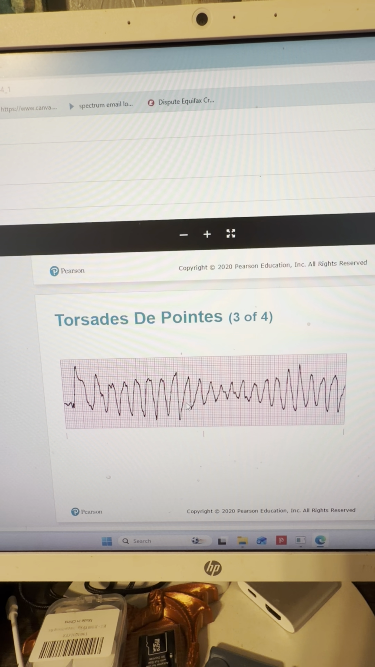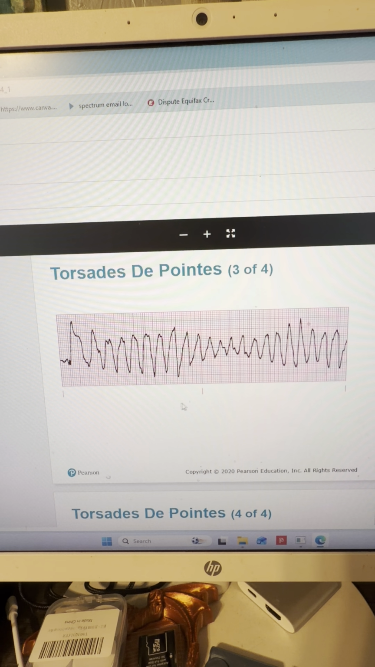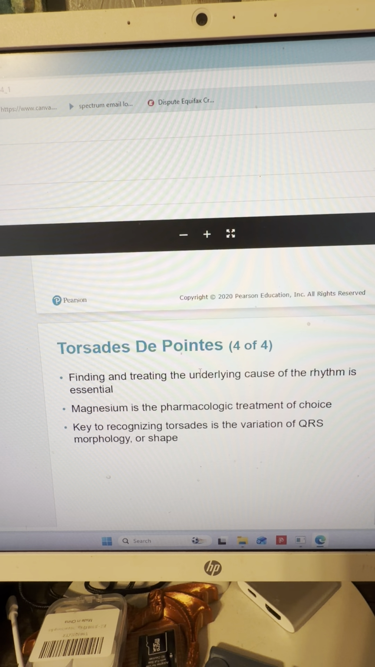The treatment for this is still, in ACLS, the VTAC algorithm, but you're going to add in magnesium sulfate if it's because of hypomagnesemia. But you still have to treat this as a VTAC rhythm. So you use magnesium as your drug of choice, but you're also still doing all of your other ACLS things.